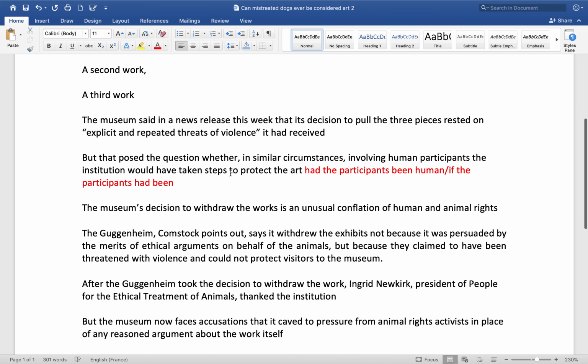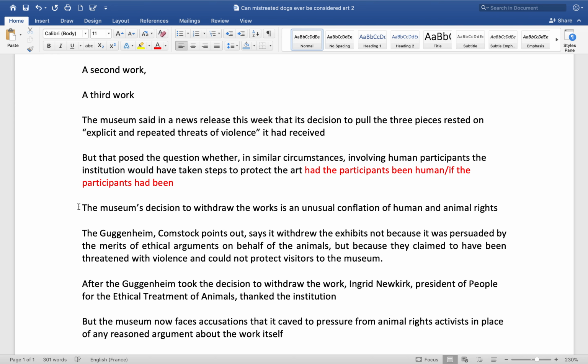So this is interesting because it already elevates the debate. It's not simply this row over this is offensive or this is not offensive. This is a debate about what is art and are animals different from humans. So when I say elevate, it expands this debate.